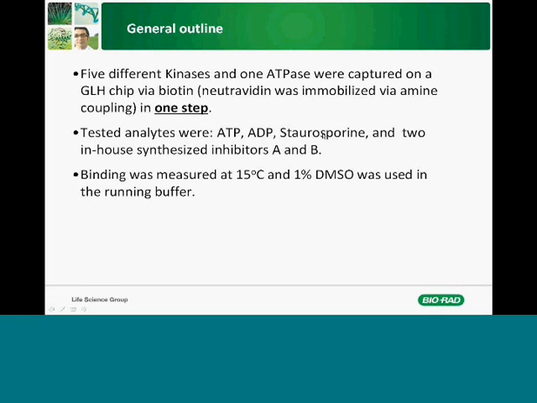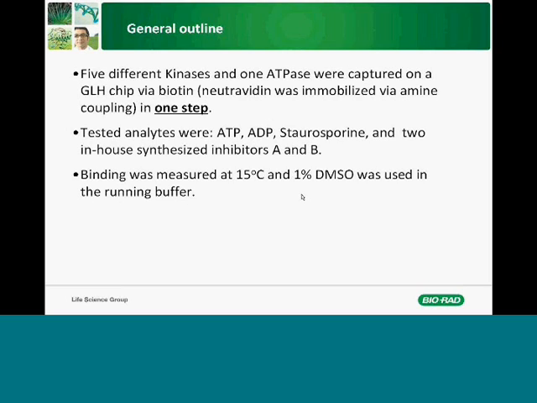They also tested a very well-known inhibitor as a positive control, a known inhibitor for kinases. And the main assay here is that they had 2 inhibitors, which they call A and B, of course, for confidential reasons. These inhibitors were synthesized in-house at Chugai Pharmaceuticals, and were fully characterized by NMR, mass spec, and everything that is needed. Binding events were measured at 15 degrees Celsius using 1% DMSO to dissolve those compounds.